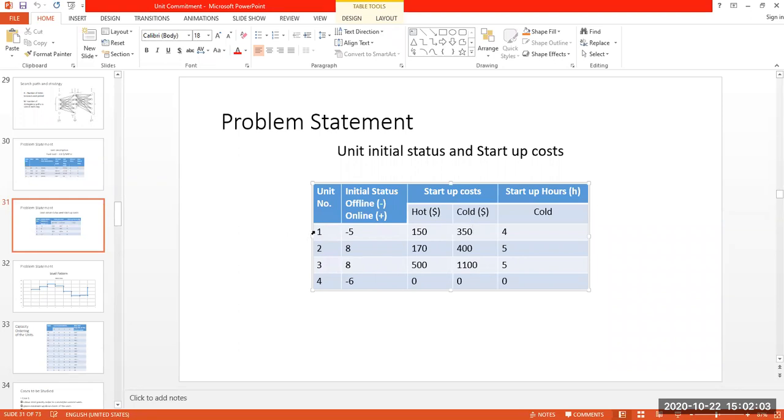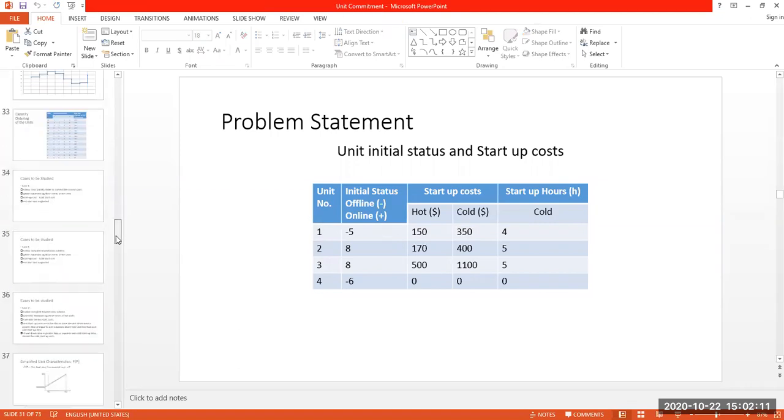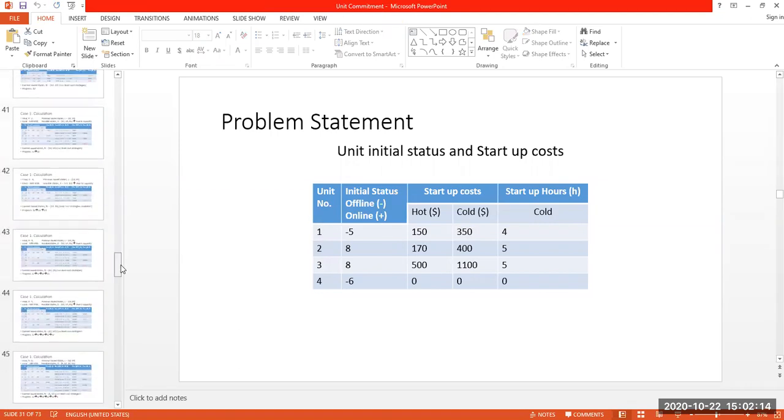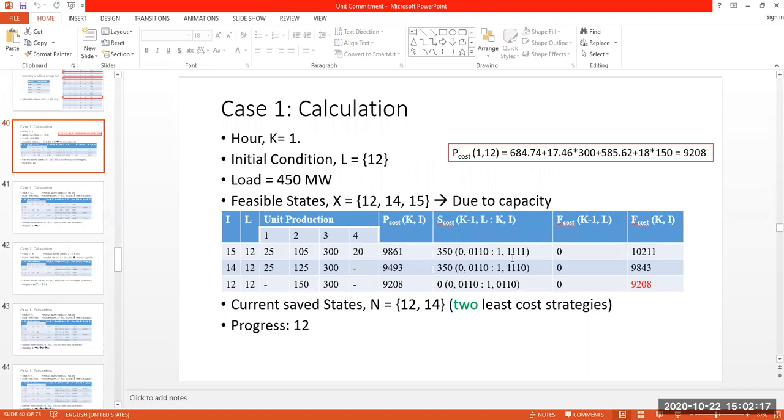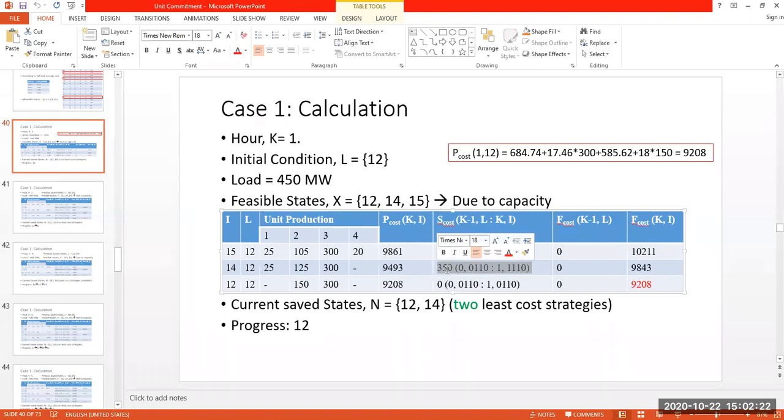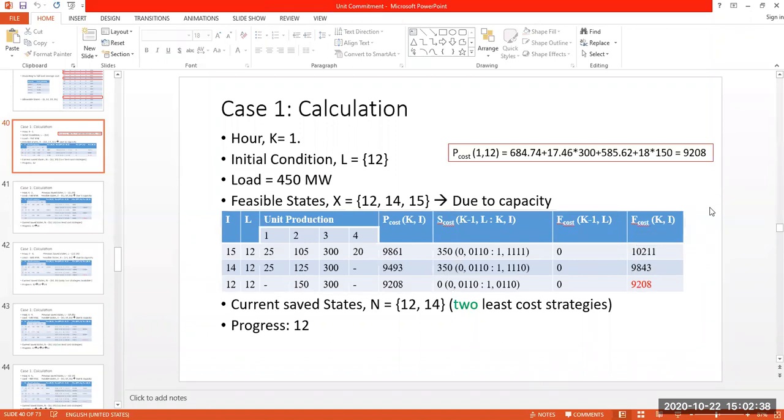So you see, if I try to turn on unit number 1, then I have to pay an additional $350. This is the state transition cost for a transition from 12 to 14, in this row and this column. Again, this column is 0 because we don't have any information about demand in the previous hour. So this value is simply 9493 plus 350, which gives 9843. Done. Then we go to the next feasible state transition.